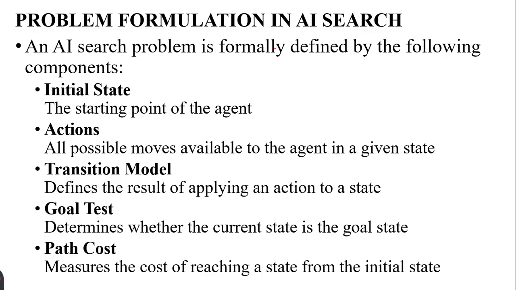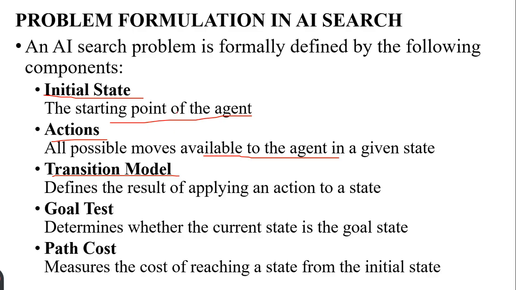Yeah, the problem formulation in AI has four parts. The initial state is the starting point of the agent. Actions are all the possible moves available to the agent in a given state. The transition model defines the result of applying an action to a state. Then the goal test determines whether the current state is the goal state. Path cost measures the cost of reaching a state from the initial state.